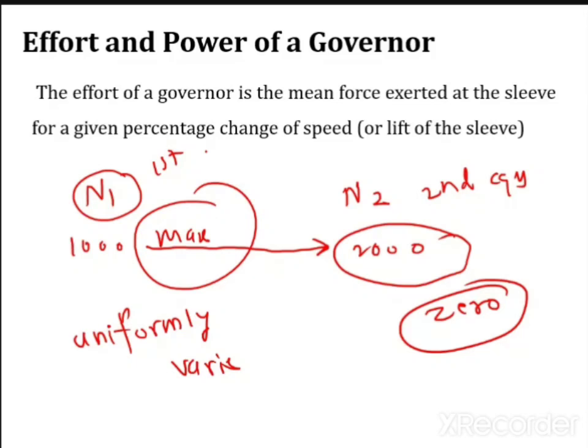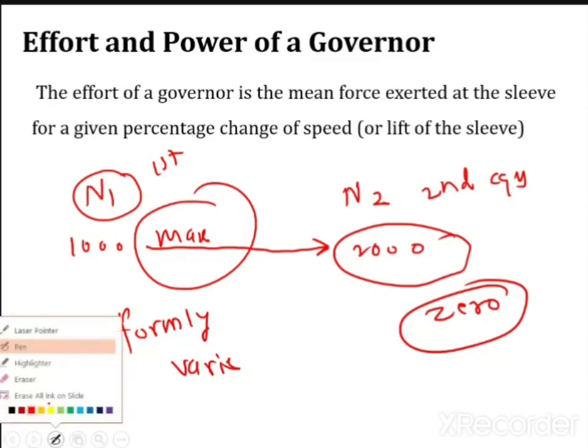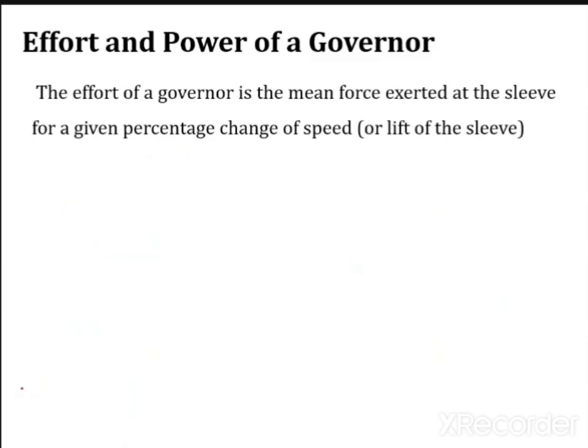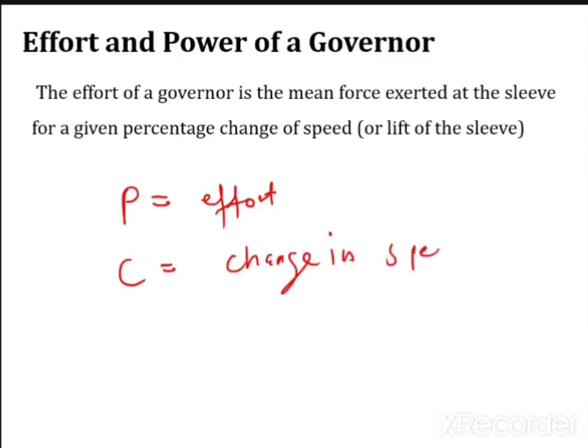Now tell me, have you understood what we mean by the effort of the governor? Now you have to derive a formula to calculate it. So let us understand. Let's say that P is equal to the effort of the governor, and C is equal to the change in the speed. So I am introducing these two new terms, P as the effort and C as the change in the speed, or you can call it the percentage change in the speed, because this effort force takes place only when there is a change in the speed. When the governor is running steadily, there is no force. Now tell me, have you understood, so I can move forward and start with the derivation.